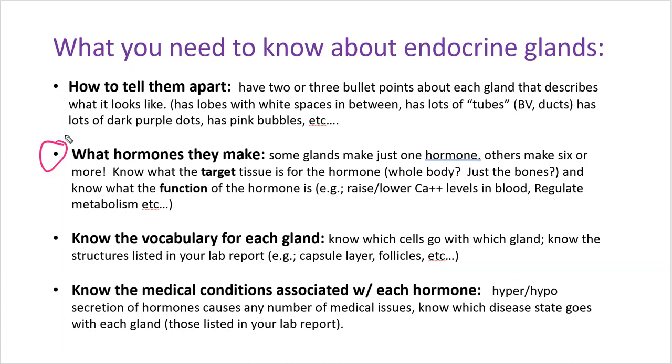Know what hormones they make. Some glands make just one hormone, others make lots of hormones, so you need to know the names of the hormones. You need to know the target of the hormone, where is it going in the body, and the function of the hormone. What is it doing once it gets there? You need to know the vocabulary for each gland that's listed in your lab report, and the medical conditions associated with each hormone that are listed in your lab report. Not everything, just be on the lookout for those. Every medical condition associated with a hormone is going to be about hyper or hyposecretion, so keep that in mind as you learn about these.